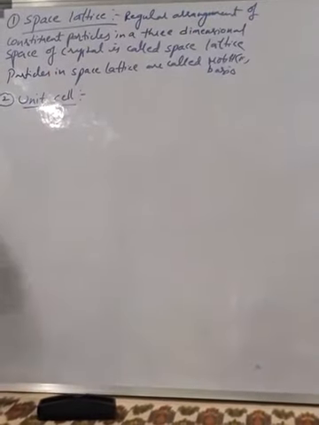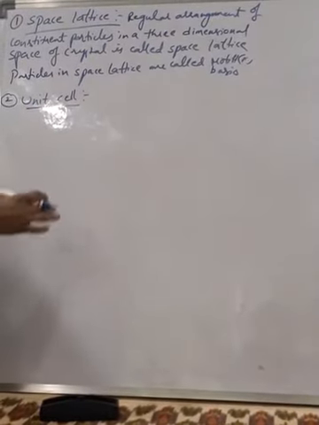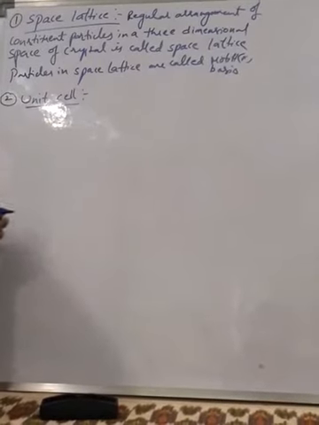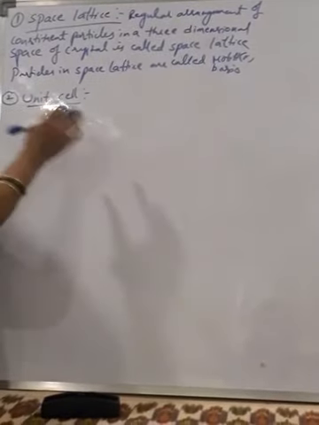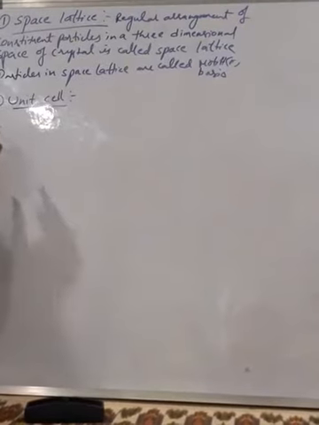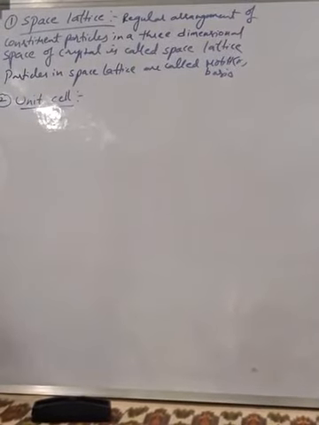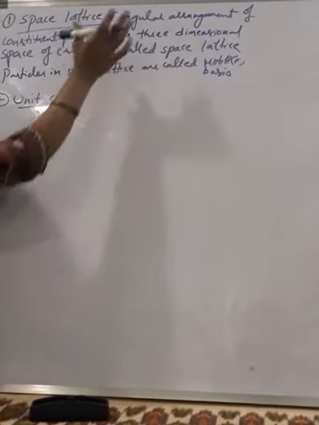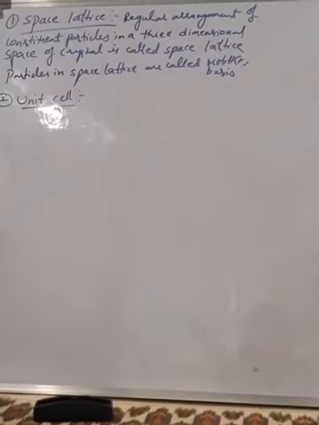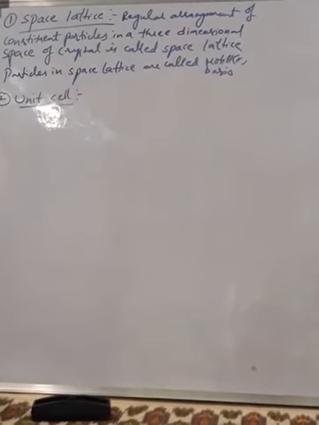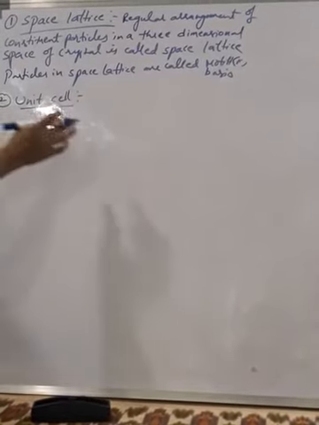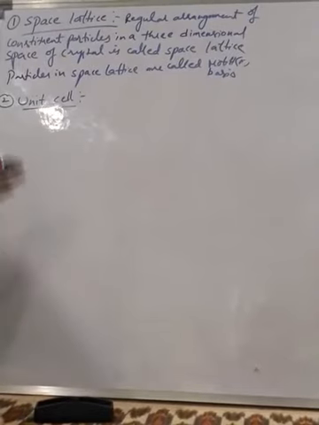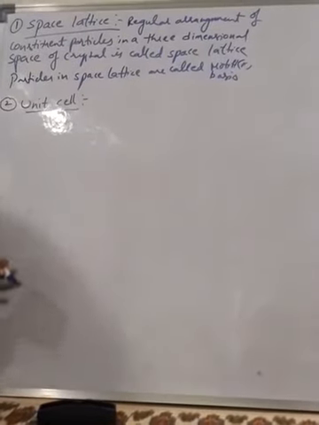Okay. Next term is unit cell. What is space lattice? So space lattice, that is a crystal lattice where all the constituent particles are arranged in three-dimensional manner. Okay. So unit cell is smallest portion of the crystal lattice which represents total pattern of the lattice. So smallest repeating unit present in the crystal lattice, and it represents the whole pattern of the space lattice.